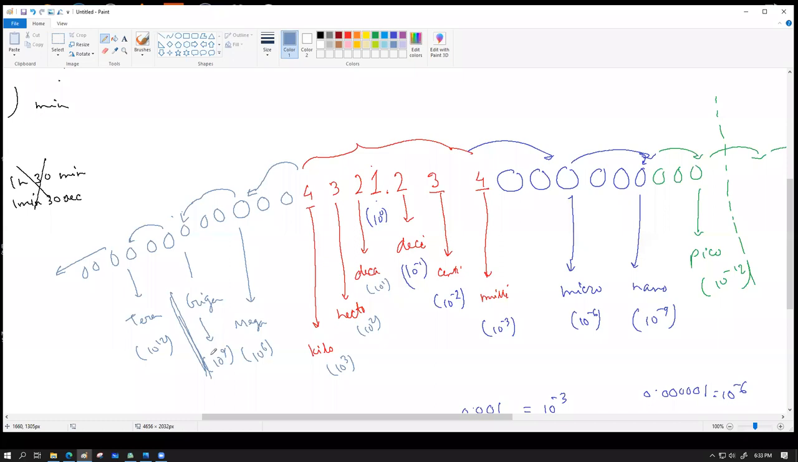In between. Yes. We don't have any names in between. What I mean is, ask the question: if a number comes somewhere in between, what will we call it? Yeah, we can write it very easily. For example, give me a number. For example, if milli or micro comes in between, then what will we call it?